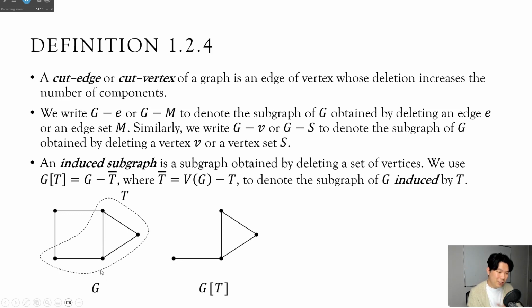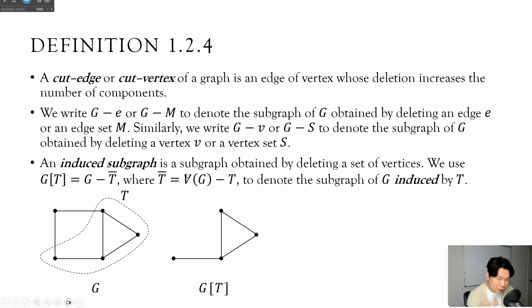So here I have a graph G, and here in these little dotted lines, I've circled some vertices T. The induced subgraph, or the graph G induced by T, is all the vertices I've circled and all the corresponding edges that are still within my circle here. So this would be an example of an induced subgraph.